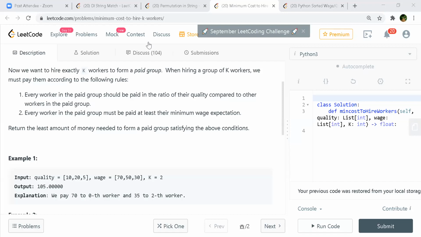So if we take 70 by 10, our current ratio will be 7. Then we go and look at each and every worker, right? So our ratio is 70 by 10. In that case, we might go for the worker whose quality is 20. So 7 multiplied by 20 comes to 140. 140 is greater, right? So we should consider that one, because he'll be getting paid 140. And then we do a similar thing for the others also.